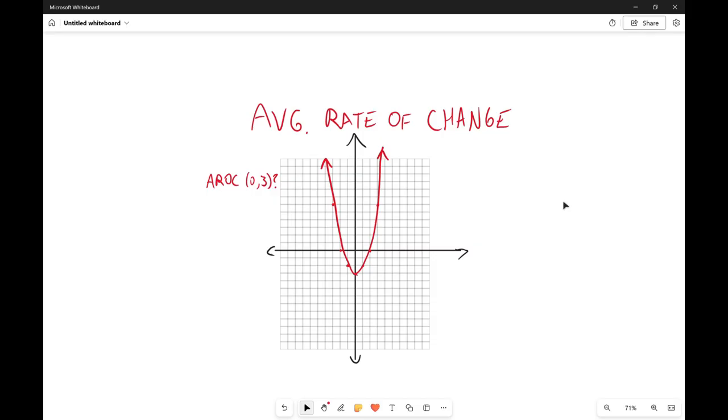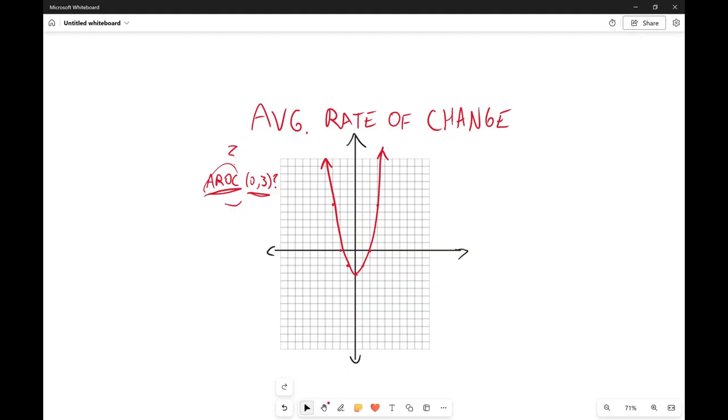So you're going to see a question like this, and you're going to say AROC and then 0, 3. You'll be like, what the heck is AROC? First of all, that's kind of weird. And then 0, 3, this is a point that's right here. That's not even on the graph, and that's not really going to be helpful to you at all.